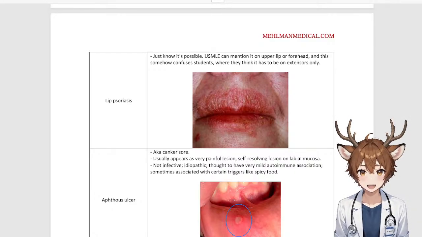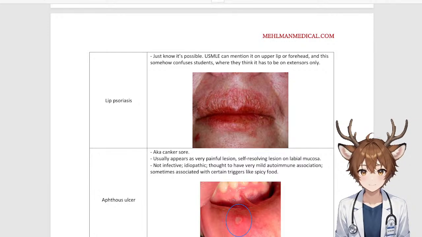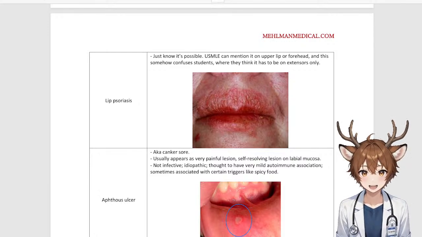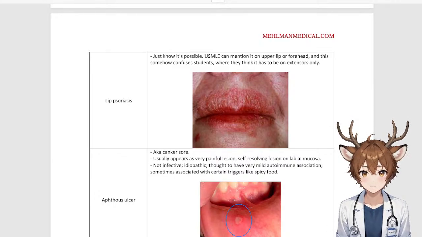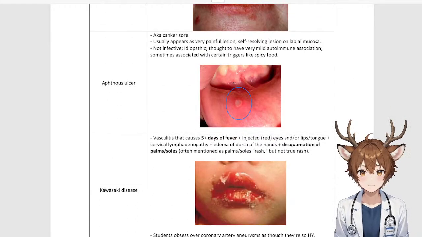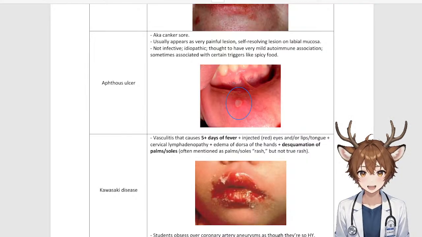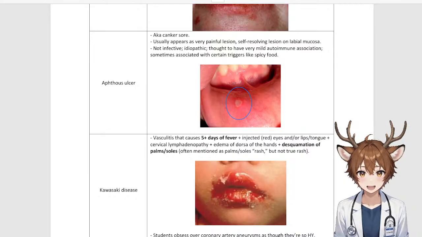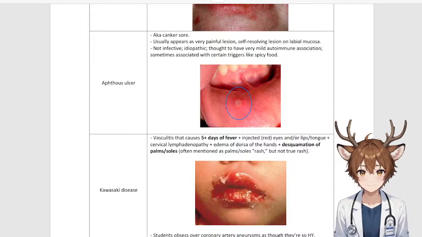Lip psoriasis. Just know it's possible. USMLE can mention it on the upper lip or forehead, and this somehow confuses students, where they think it has to be on the extensors only, but it doesn't necessarily have to be. Aphthous ulcer, aka canker sore, usually appears as a very painful, self-resolving lesion on the labial mucosa. It's not infective, idiopathic, thought to have a very mild autoimmune association, sometimes associated with certain triggers like spicy food.